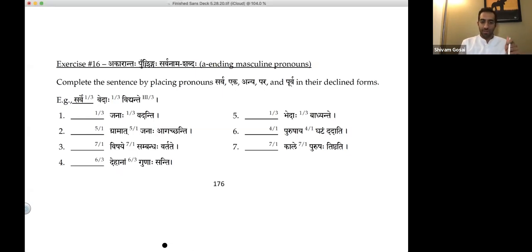You're going to do that with all of them. Now, can you tell me number 3? What is sarva in 7-1? Okay, big note here. Sarve looks just like the 7-1 of Rama shabda, Rame, but we don't have any problem. It doesn't get confused, because 7-1 is sarvasmin. So sarve and sarvasmin don't get confused like Rame. Sarvasmin vishaye sambandha vartate: in all subjects, a relationship exists.